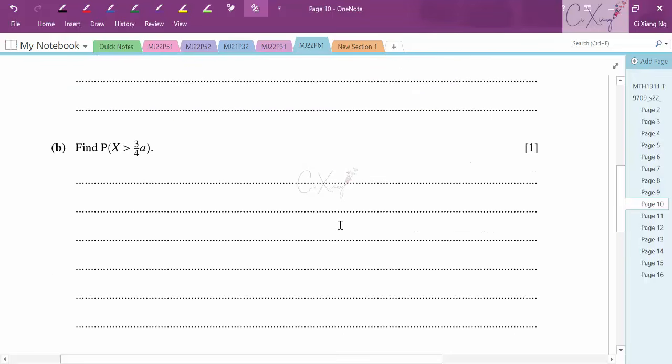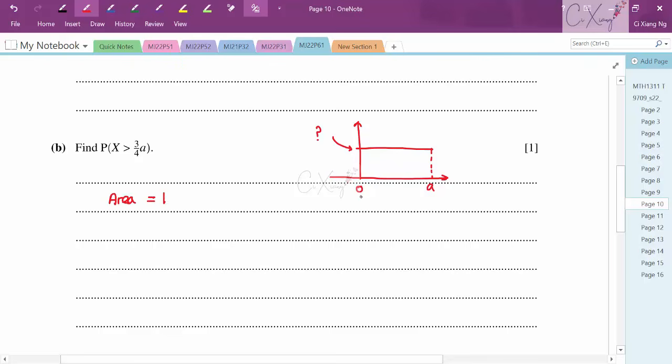They are asking for the probability that x is greater than or equal to 3 over 4a. Basically, again, I want to show it by using the diagram. First of all, I actually need to know what this value is. We know that the whole area under the graph, or the whole area for the rectangle, should be equal to 1 when we are having a continuous random variable.